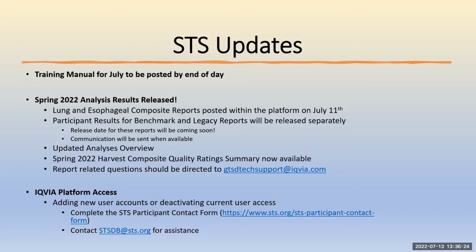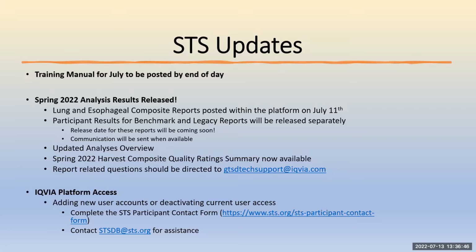Also, with the release of the spring 22 results, the updated analysis overview is posted in the IQVIA library, as well as the spring 22 harvest composite quality rating summary document. That is also posted and available to you all out in the library.